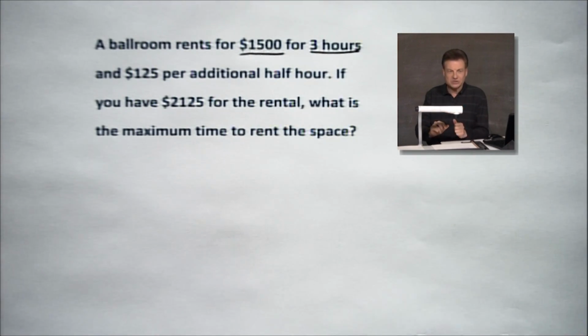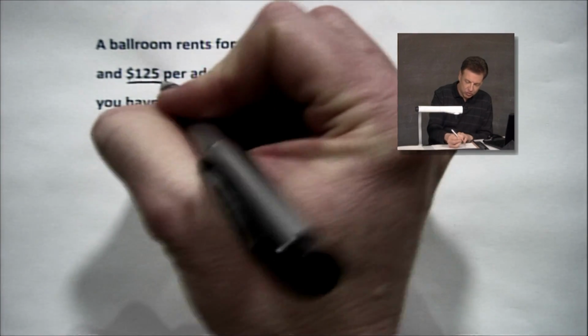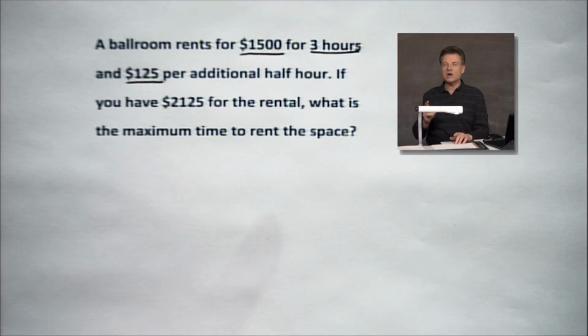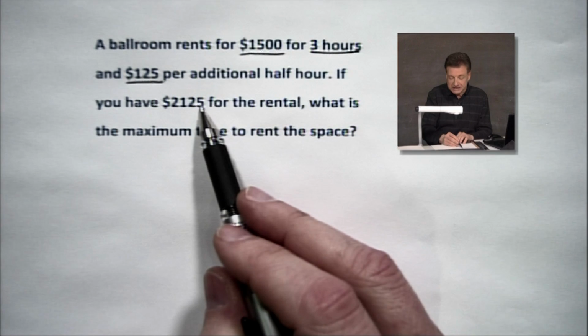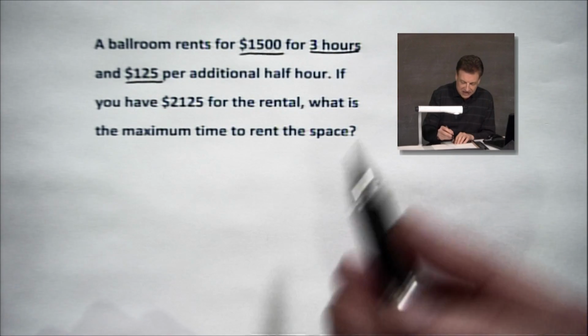Now comes the rest of it. We're going to look at this $125 per half hour. Now what does that mean? Well, that means to me you're doing $250 for each additional hour, but they're going to bill you by half hours, all right? So what we've got to figure out is how much money's left over that we can work into this problem. So let's take a look at this and see if we can set this up.